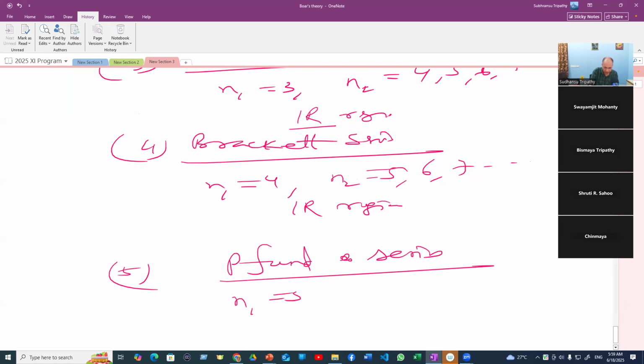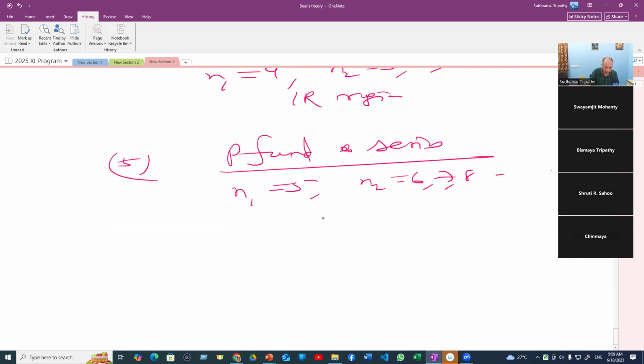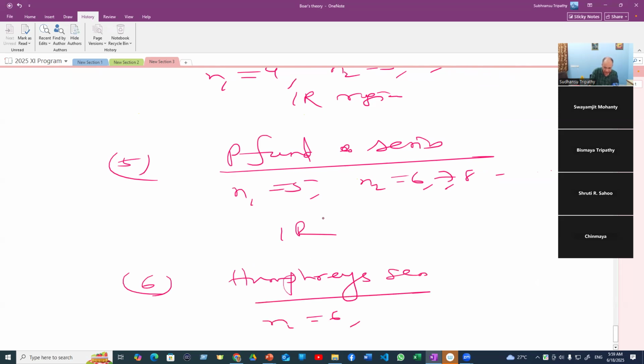when n1 is equal to 5, n2 is equal to 6, 7, 8. And this is also in the IR region. And this is the Humphreys series, where n1 is equal to 6, and this is 7, 8, 9, and so on. This is also in the IR region.